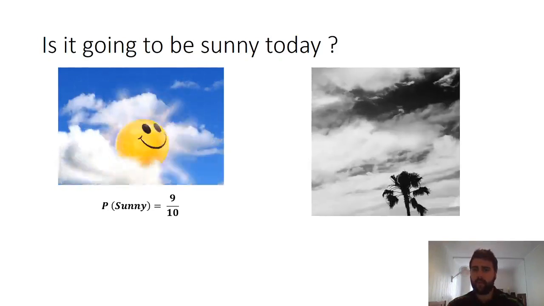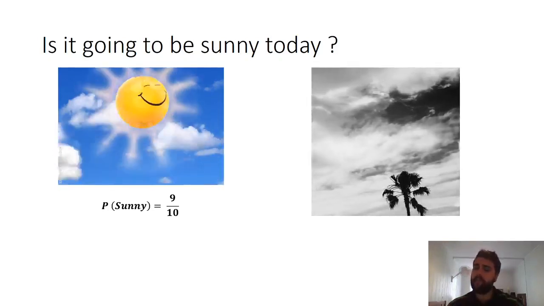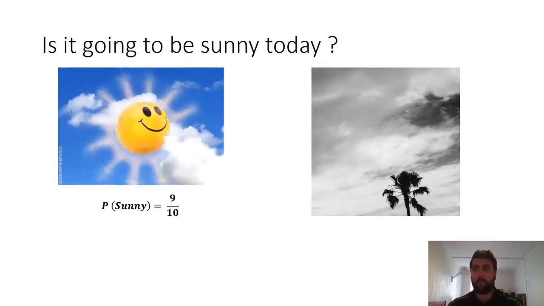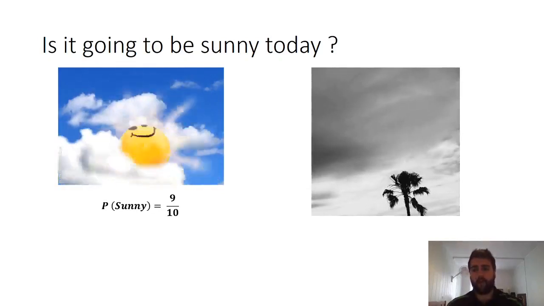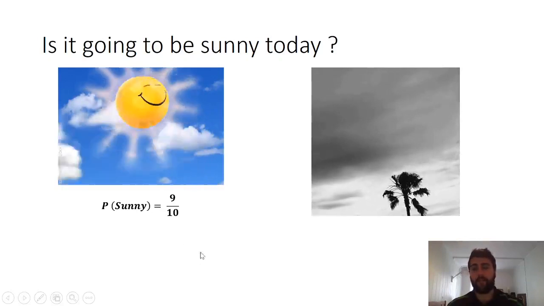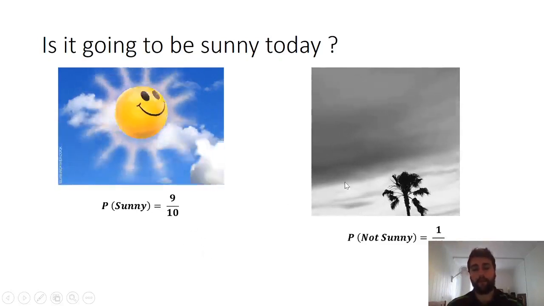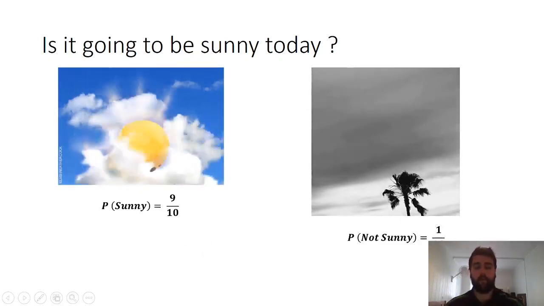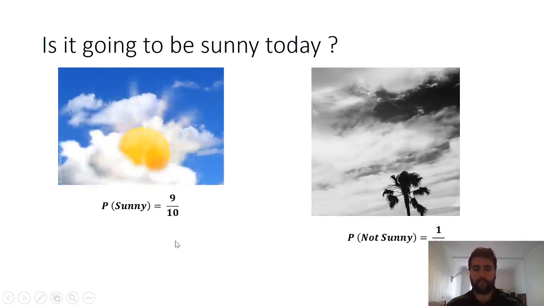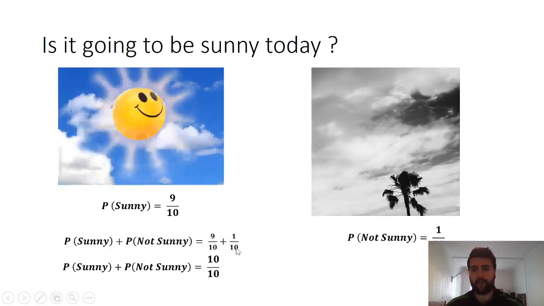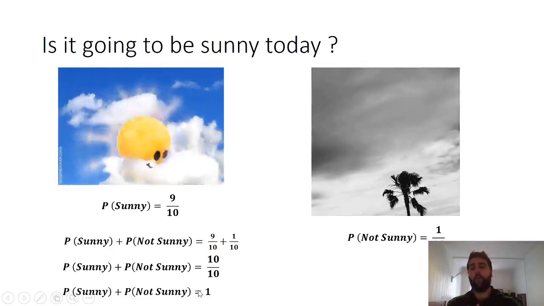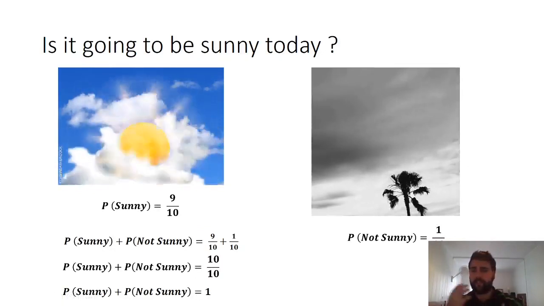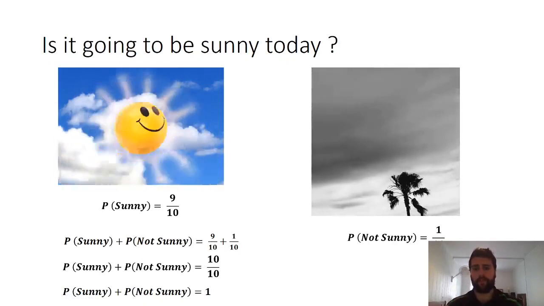And guys, with complementary events, if we add the probability of each event happening, it's always going to give us 1. So I know straight away that with this example, the probability of it not being sunny is 1/10, or 1 out of 10. And I know this because if I add these two together, it gives me 10 out of 10, which simplifies down to 1. And guys, this is true for any complementary events.